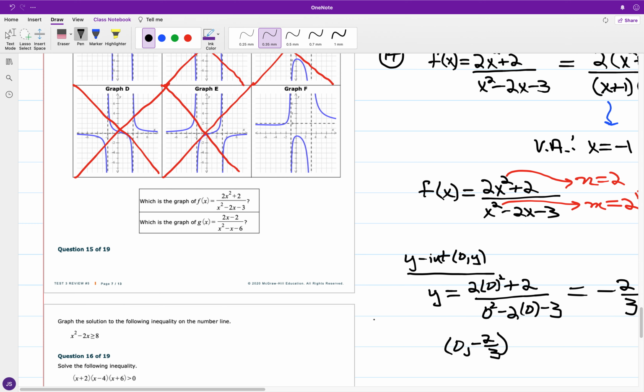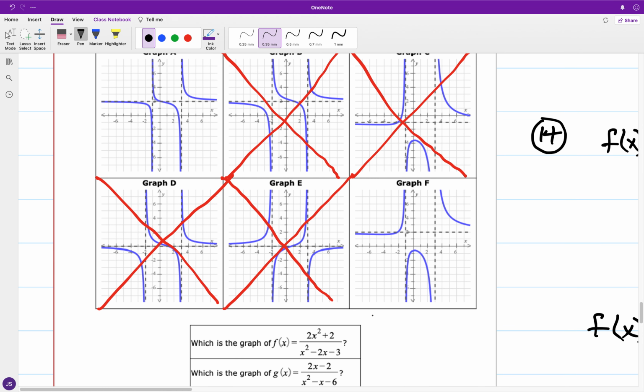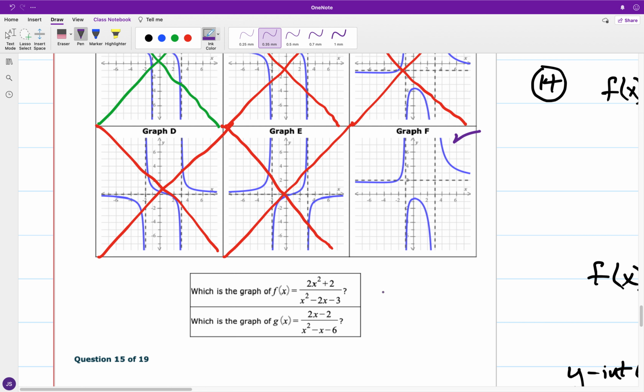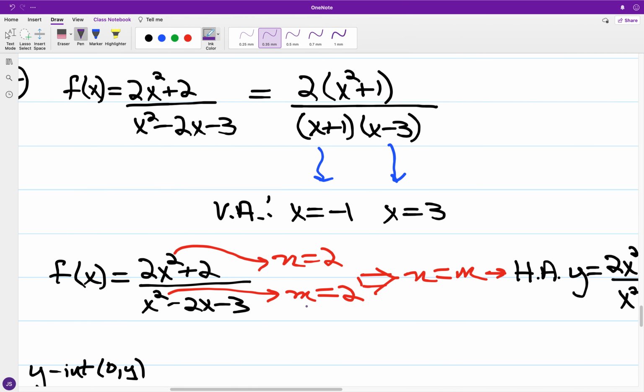And between the graphs, you have y equal to -2/3 on the y-axis at graph F. Then in A, again, the y-intercept is positive, which it cannot be in order to define what we have for the function f of x. So out of these possibilities, only graph F is going to match what we have required for f of x. And in the case of g of x, now we have 2x minus 2 all over x squared minus x minus 6.